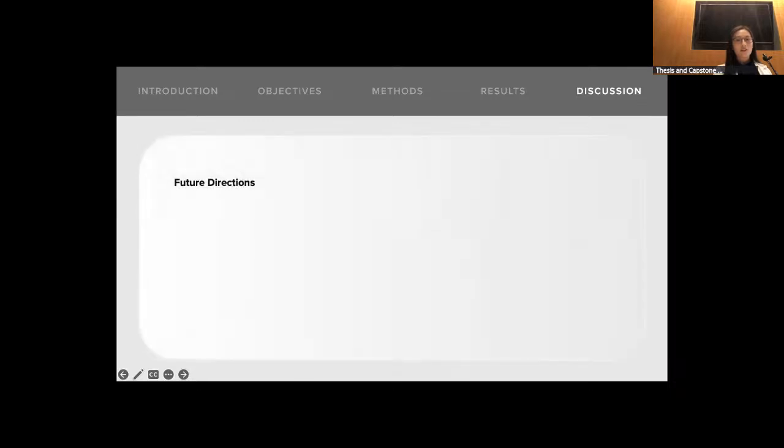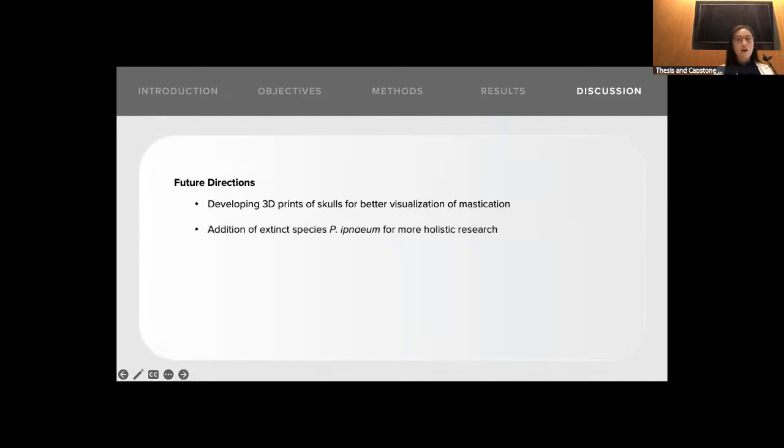Future directions include developing 3D prints of the skulls for better visualization of their mastication. I will also be reconstructing 1 more extinct species to refine and create a more holistic comparative analysis, and I will be using that to work towards a journal article publication.